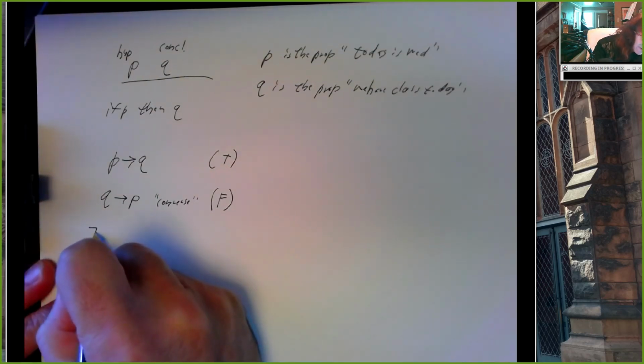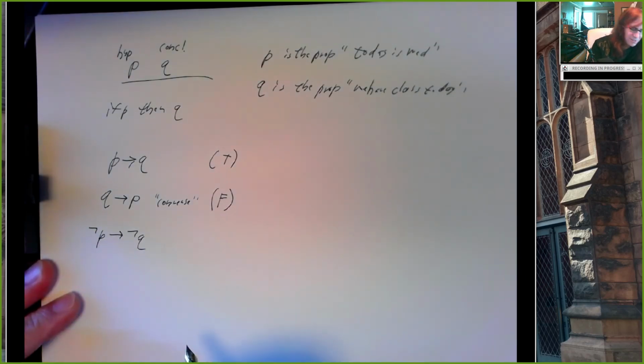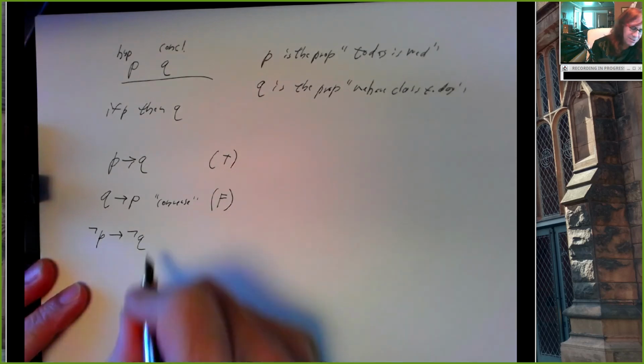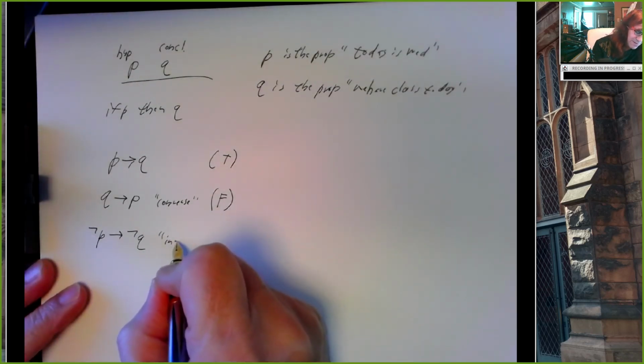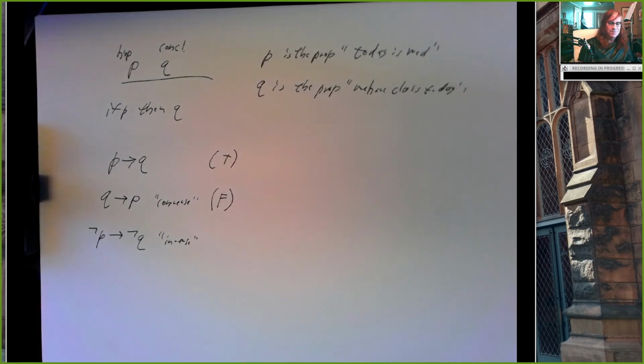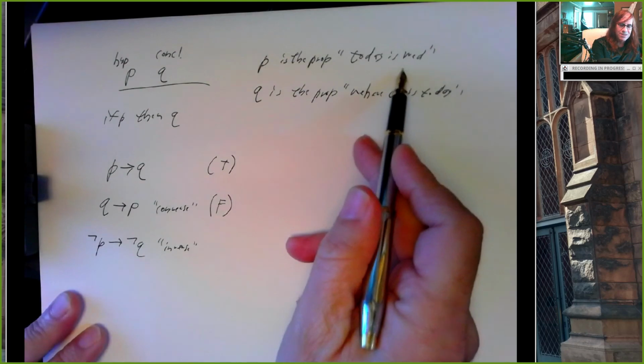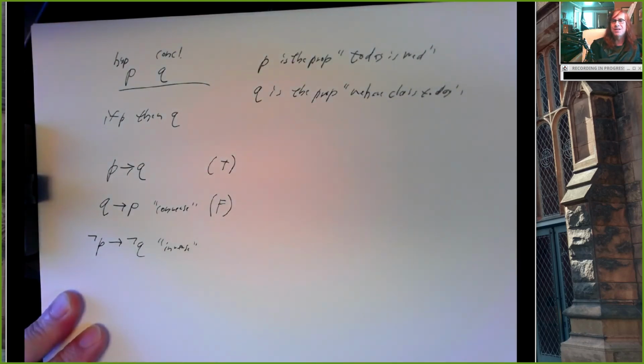All right, there's another proposition we can derive, which is if not P, then not Q. This is called the inverse. So the inverse of our original proposition would say, if today is not Wednesday, then we do not have class. So is that true or false?